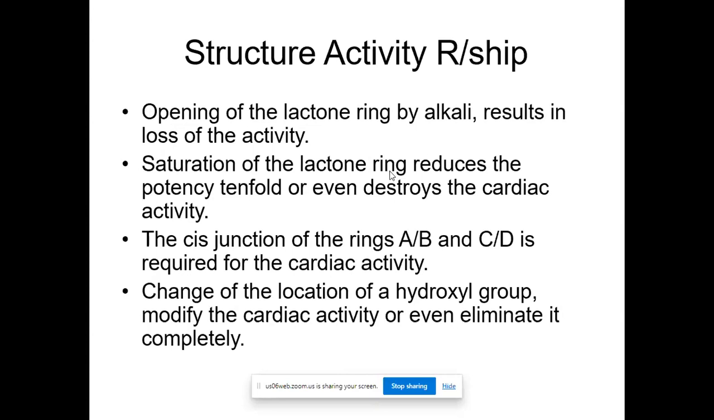The 5-membered and the 6-membered rings are both unsaturated. One is monounsaturated, the other one is diunsaturated. And then we have the cis junction. A, B are in cis configuration, C and D also in cis, and the other junctions, A, B and C, D, are in trans configuration. That is also important for the cardiac activity. The change of the location of the hydroxyl group modifies the cardiac activity or even eliminates it completely. Next slide.